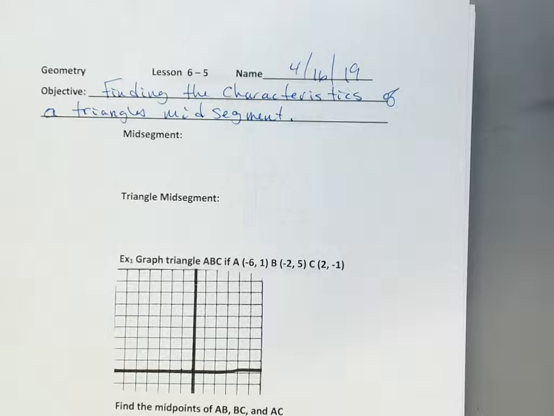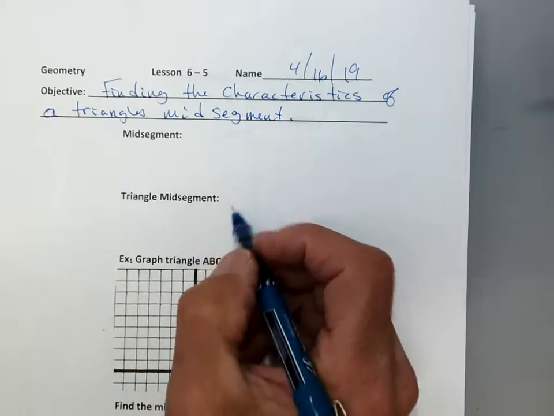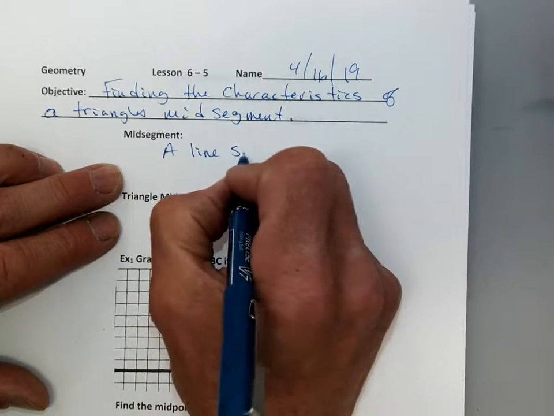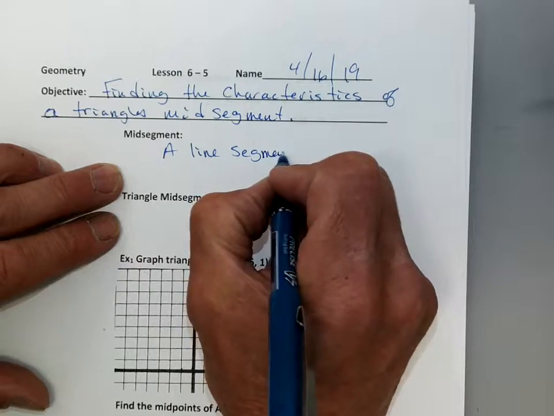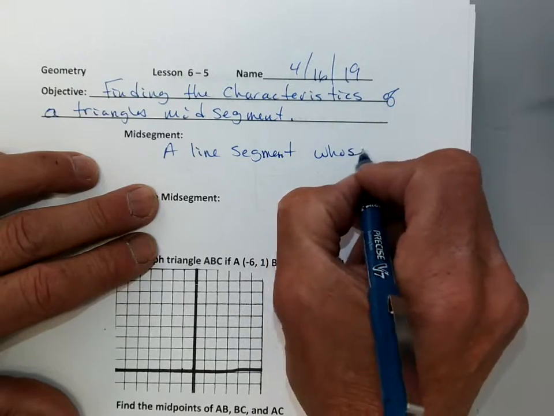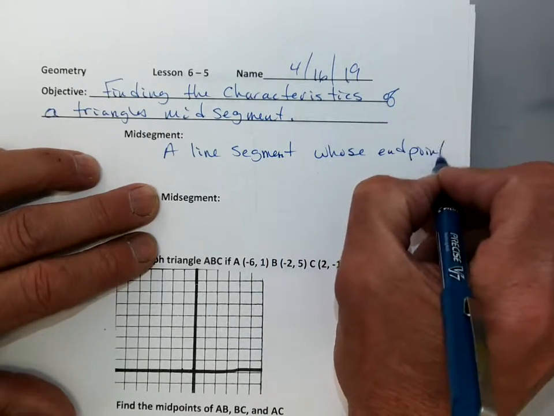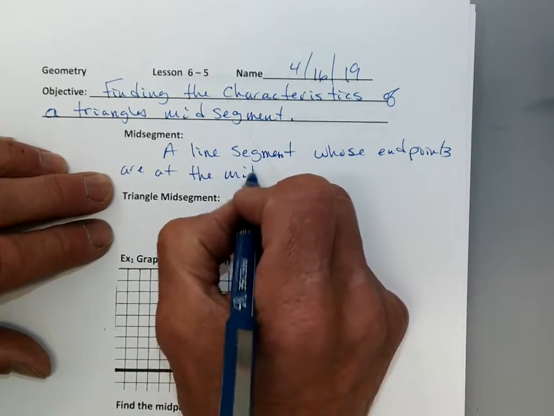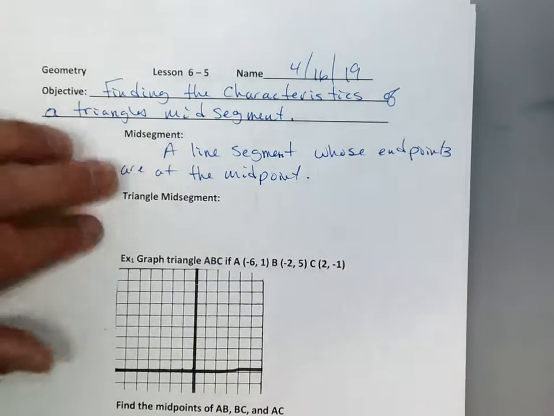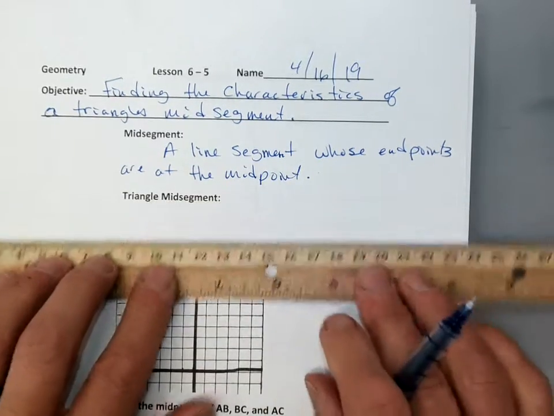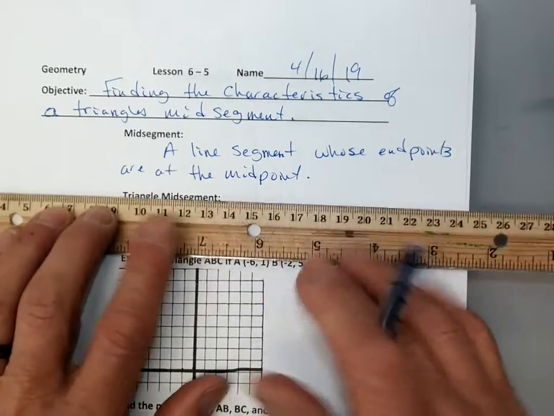Okay, so what's a mid-segment? Well, all a mid-segment is just a line segment whose endpoints are at the midpoint. Just a line segment. Okay, but of a triangle mid-segment, then let's draw a picture. A triangle mid-segment then would look like this. So it's a line segment whose endpoints are at the midpoints.